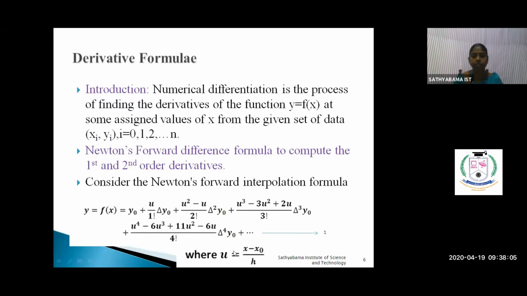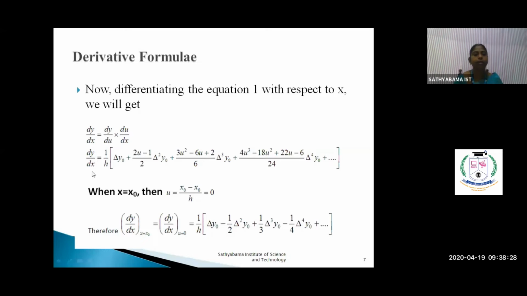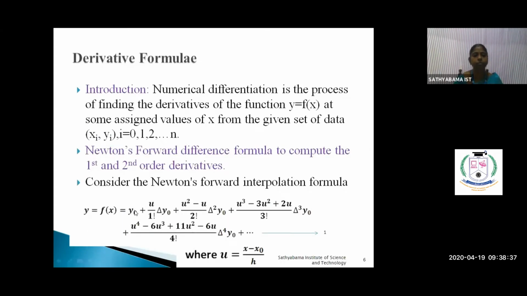So du by dx, you will get 1 minus 0, since x naught is constant, and h is the length of the interval of the x values. So when you differentiate u, you get du by dx is equal to 1 minus 0 by h, that's equal to 1 by h. So now dy by dx is equal to 1 by h into delta y naught. Delta y naught becomes 0 because it is a constant, so you will get only delta y naught. U is differentiated, so it is 1, 1 into delta y naught.